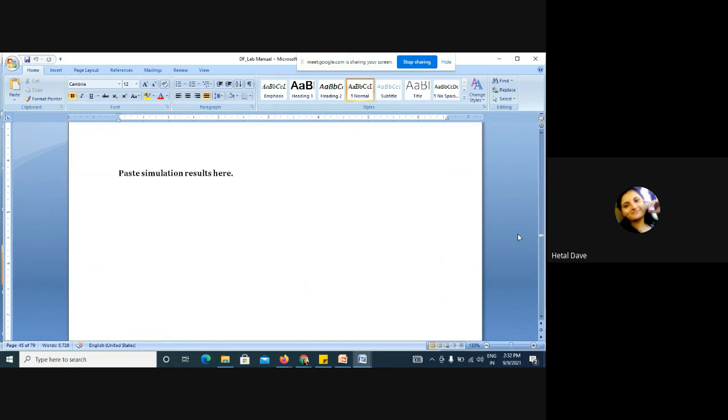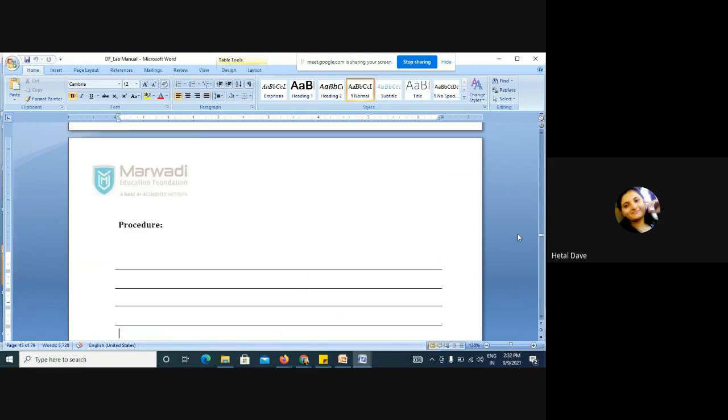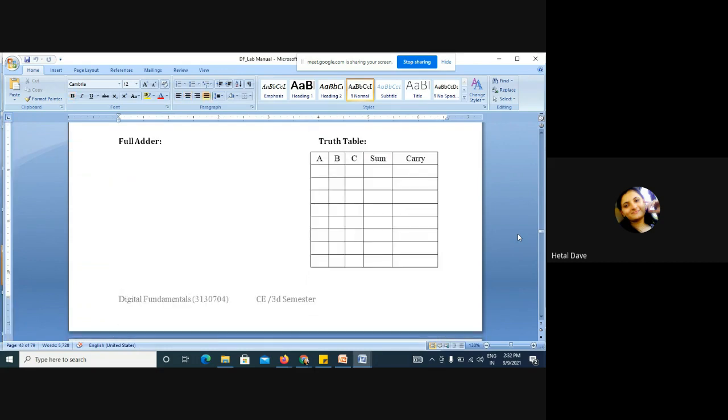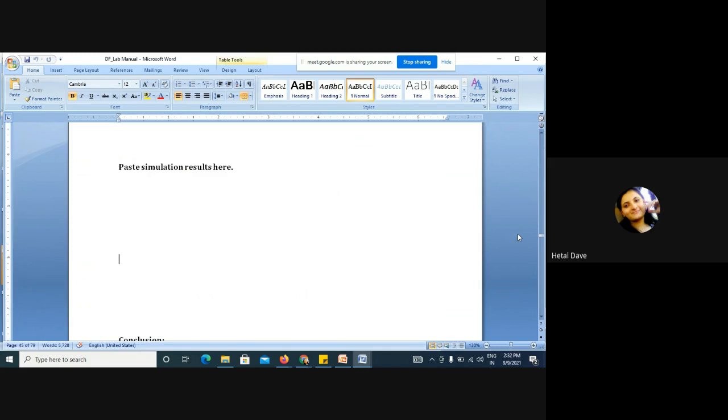Now here, offline students can take a photo of the circuit connected on the kit and paste it here. Online students will have an online simulation and they will paste their work here. Up to the procedure, all things are the same for online and offline students. But here, as per your result, you can make your connection photo, and online students can make their simulation photo.